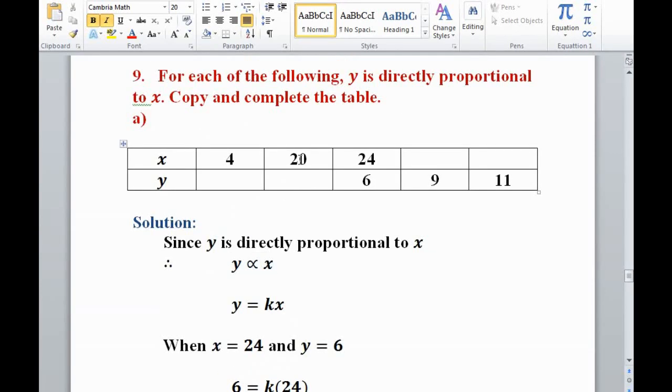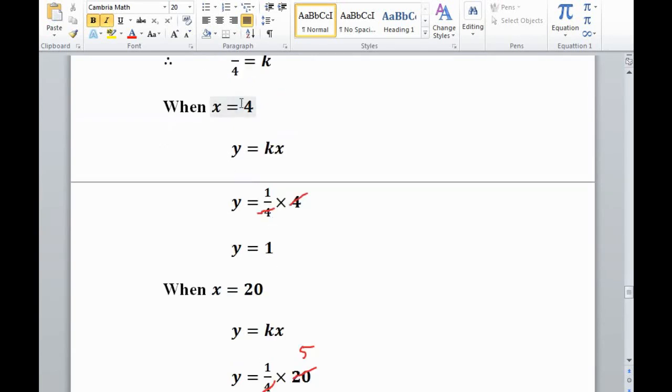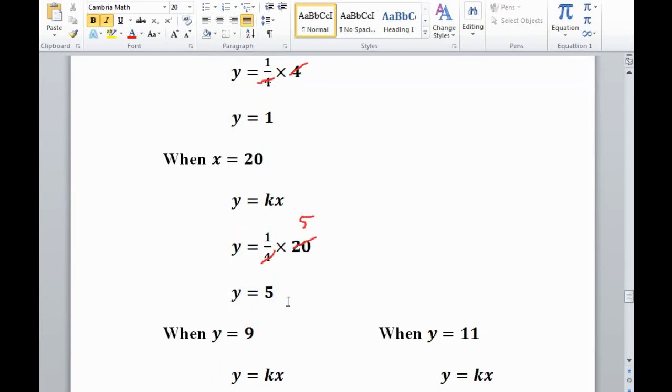Okay, now the second column from this table, when x is equal to 20. We have calculated the value of k, which is 1 upon 4. Putting these two values in the equation y equals kx, because y is directly proportional to x, y equals k, which is 1 upon 4, multiplied by x, which is 20. Since 20 is a multiple of 4, we know that 4 times 5 equals 20, and then 5 ones are 5, so y equals 5. So when x equals 20, we get y equals 5.